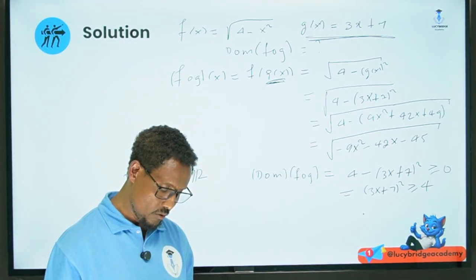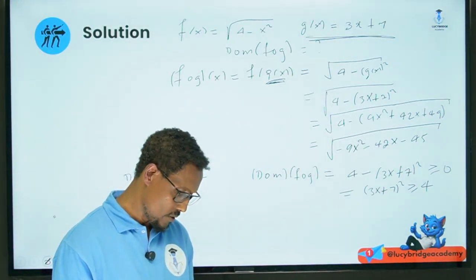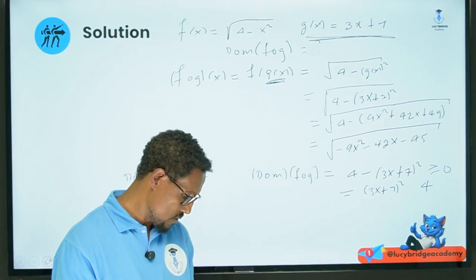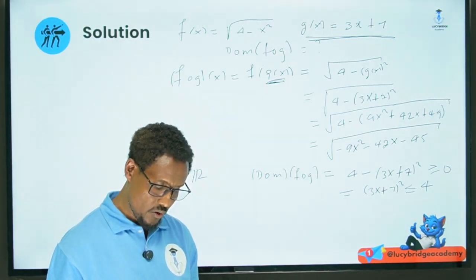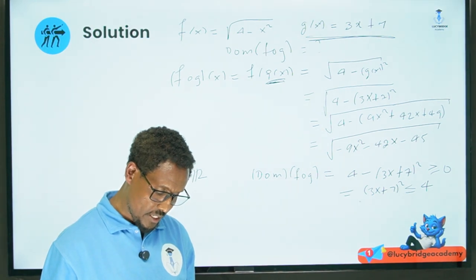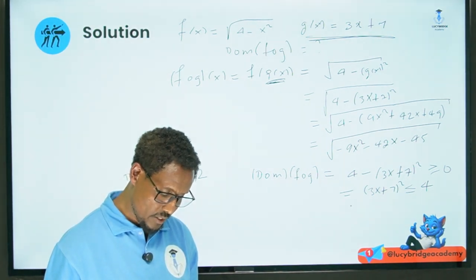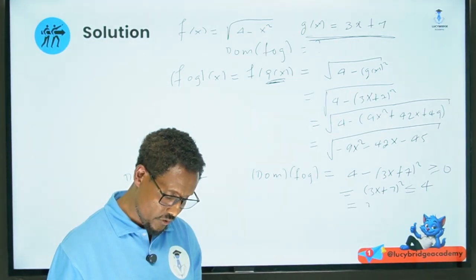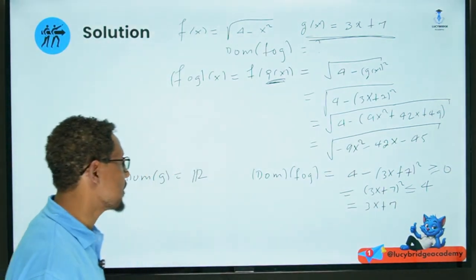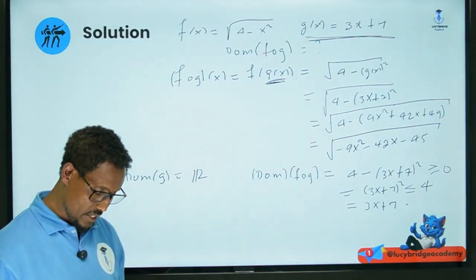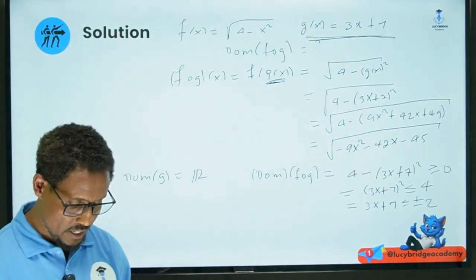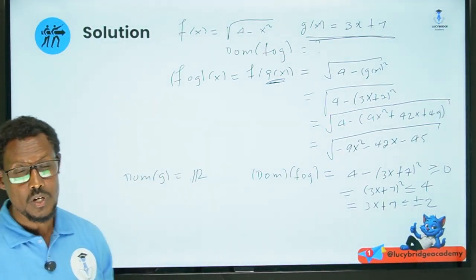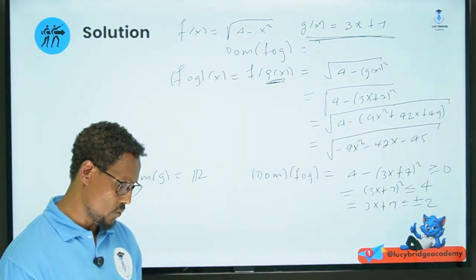This means, rather, less than or equal to 4. This means the absolute value, or the square root of both sides, okay. The square root of both sides gives 3x plus 7 less than or equal to plus or minus square root of 4, which means plus or minus 2.